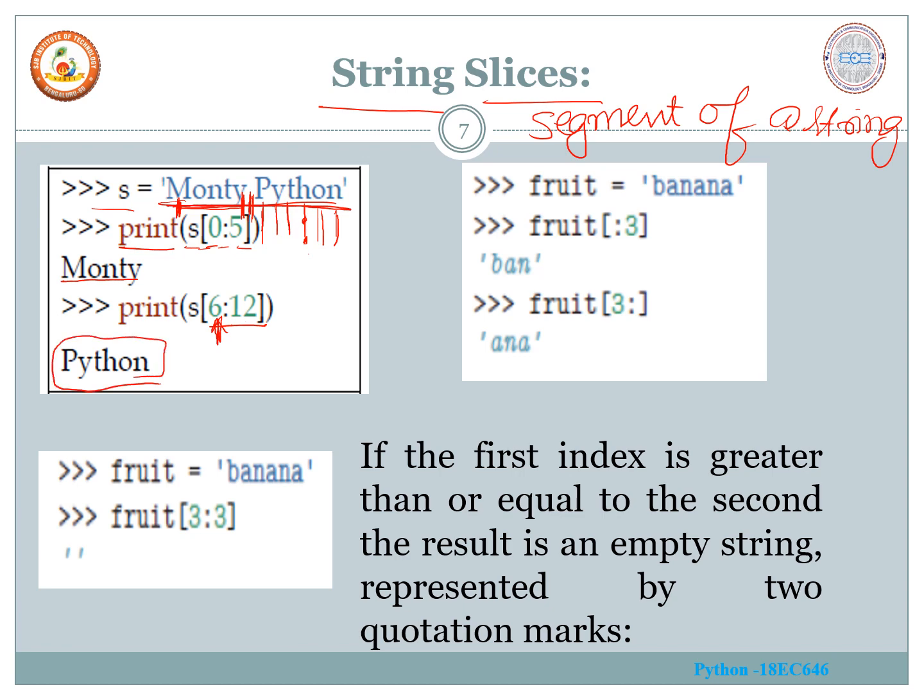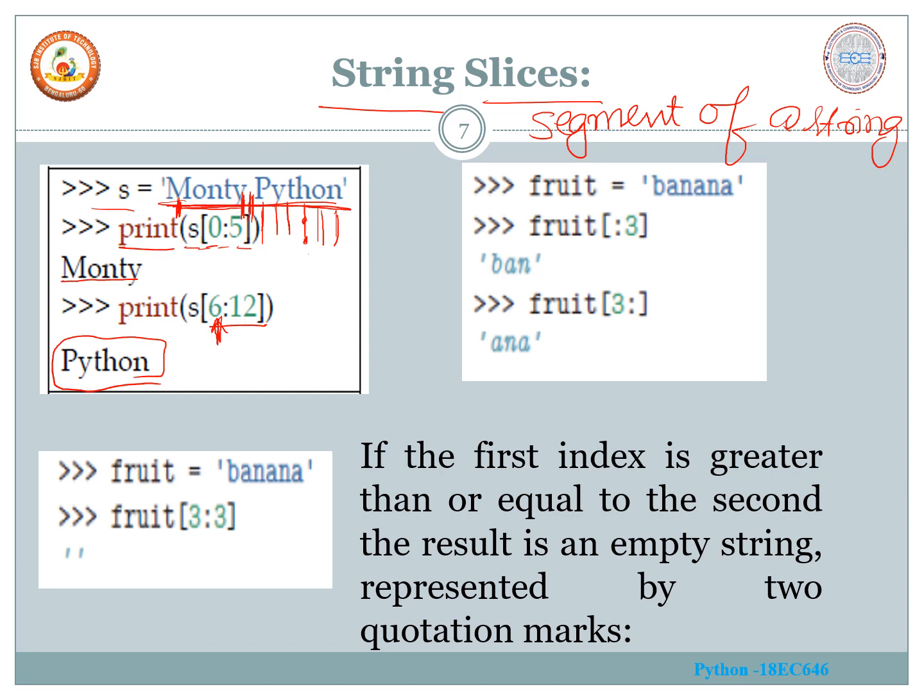Okay, so I repeat once again. Here the colon is nothing but the slice operator, which is used to get the part of the string from the nth character to the mth character.